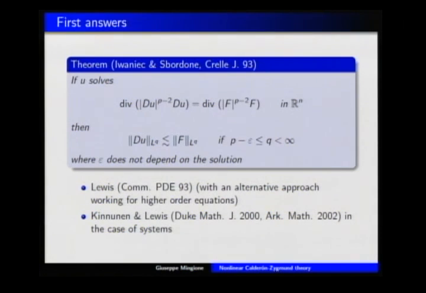And there are two proofs here, essentially Iwaniec and Sbordone's and Lewis's proof. They are both very interesting, and in particular, the parabolic version of this case, you can achieve extending Lewis's proof, and this was done by Kinnunen. And Kinnunen appears for the second time in two talks here, so he gives very important contributions. And in particular, the second paper is a very technically demanding paper. It's very difficult and technically involved. So that's the status, that's the open problem.